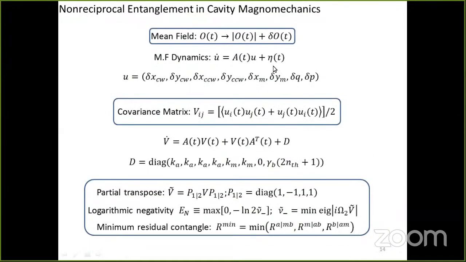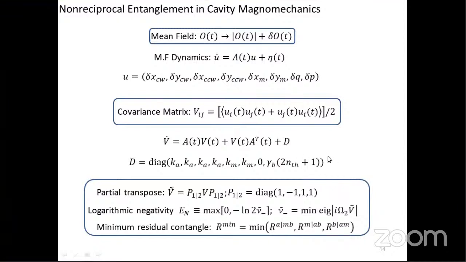In this linearized view, the covariance matrix formalism becomes very useful. So we introduce the covariance matrix, which is defined like this, and the dynamics is governed by this equation. When we are studying the steady state properties, the left hand side simply becomes zero. So we solve this equation to study all the relevant quantities that I am going to show, mainly the entanglement, where D is the matrix of noise correlations.